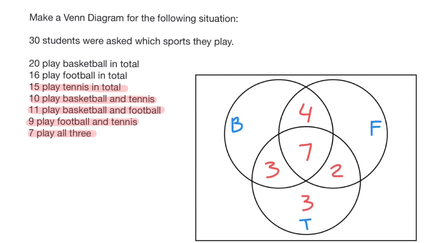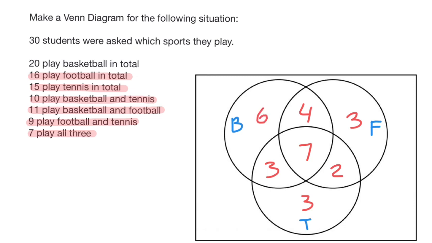Next, 16 play football in total. So the circle represents those people who play football. So 16 minus 4 minus 7 minus 2, this is going to be 13. 16 minus 13 is going to give us 3 people who exclusively play football. And lastly, we see that 20 play basketball in total. So this circle represents those who play basketball. So 20 minus 4 minus 7 minus 3, this is going to be 14, so 6. So we put 6 here.